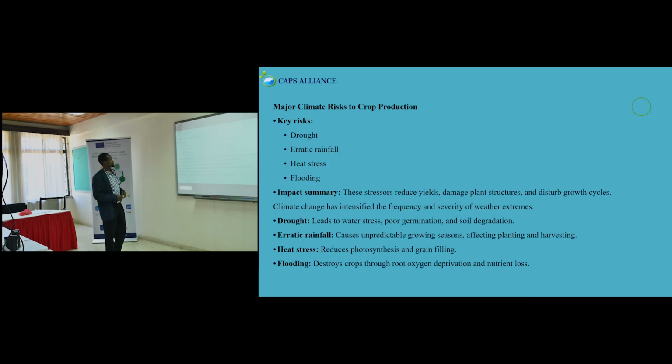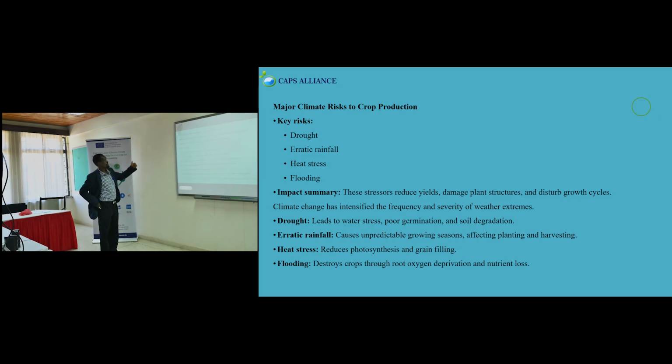Now here, major climate risks. Of course, these are obvious. We have actually discussed this time and time again, where we say that drought, erratic rainfall, heat stress, especially during summer, floods. The impact summary is clear: heat stress, flooding, erratic rainfall, and the others. Go next one.